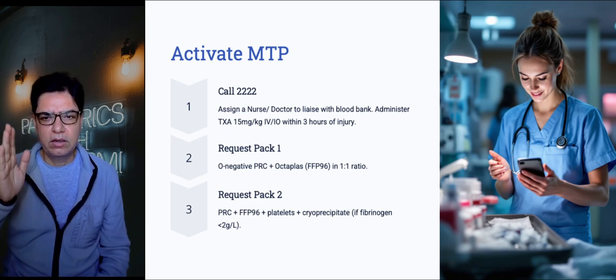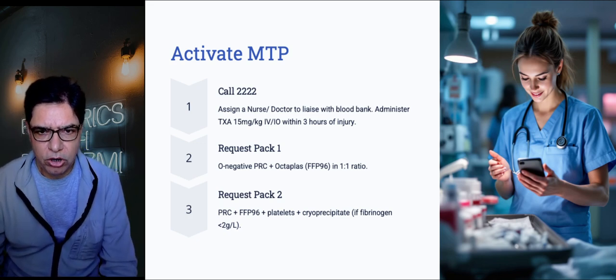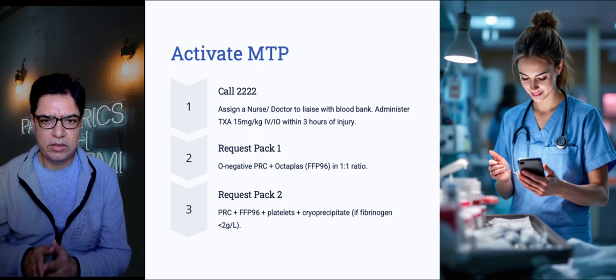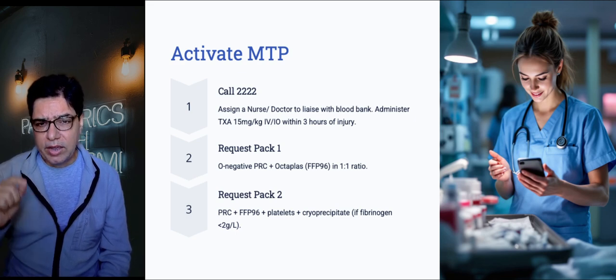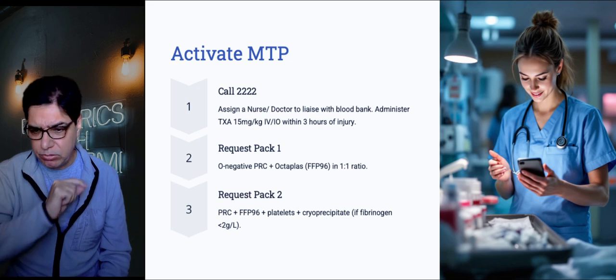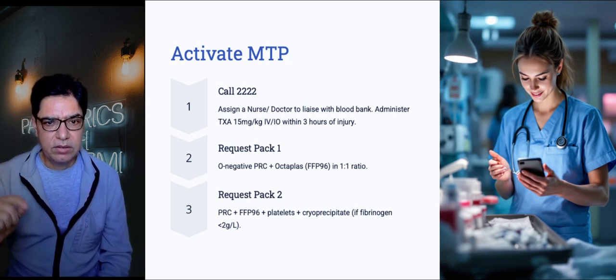Okay, let's say Katie, you be the nurse who would be in charge of the blood. So what you do is you dial 2222 and you say, I'm activating the major transfusion protocol in, let's say, children's ED room number 6 or resus bay 7.